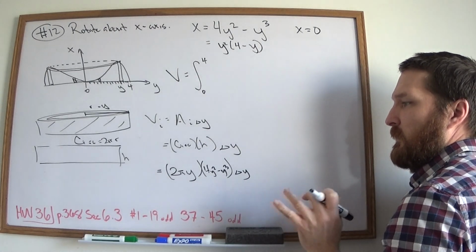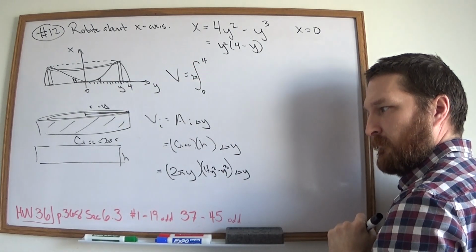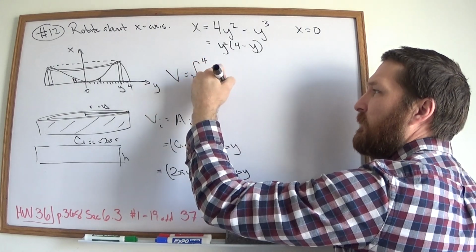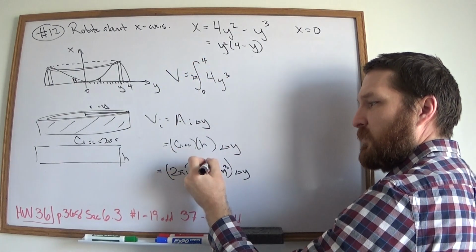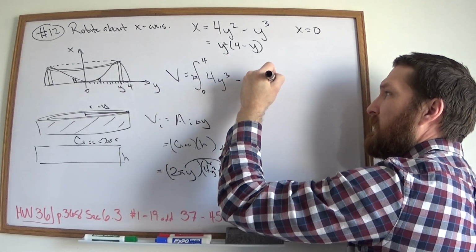Delta 2 pi. Yeah, 2 pi comes out. And y times that cubed stuff, minus y. There you go. That's how I would do it. 4y, you go ahead and distribute this y minus y to the 4th dy.